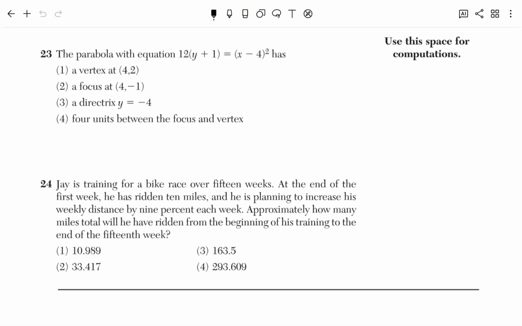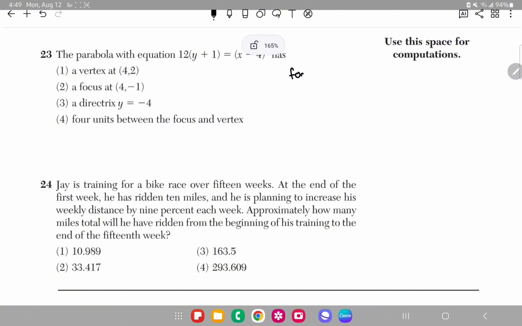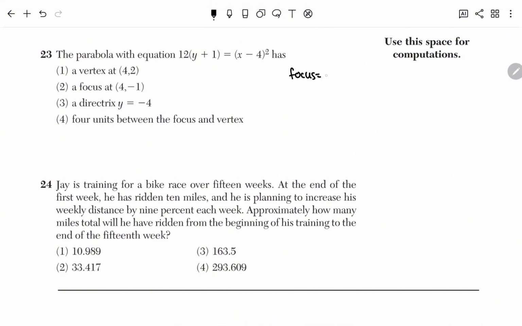Question number 23. 23 says the parabola with the equation 12y plus 1 equals x minus 4 squared has, whether it's talking about vertex, focus, directrix, or units between the focus and the vertex. So, before we start, we need to remember that the focus equals h, k plus p. So the value of the vertex, which is h, k, when we add p to k, we get our focus.